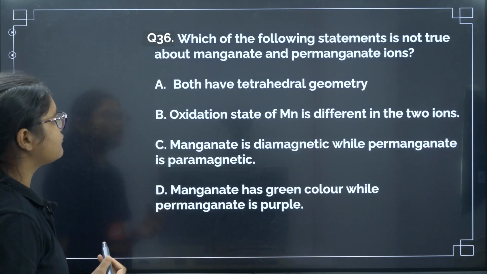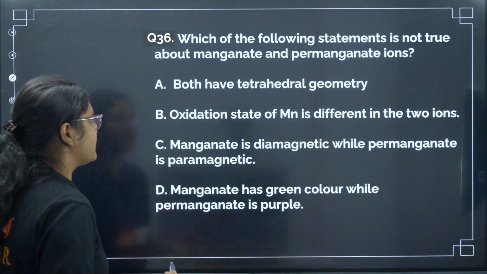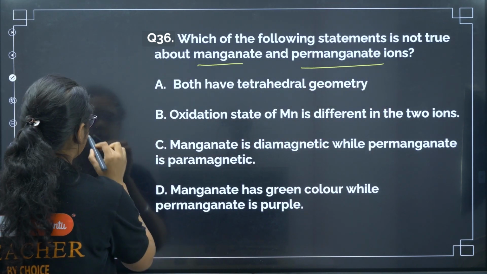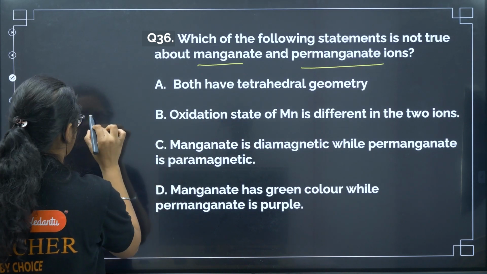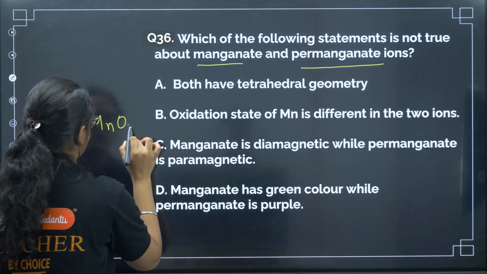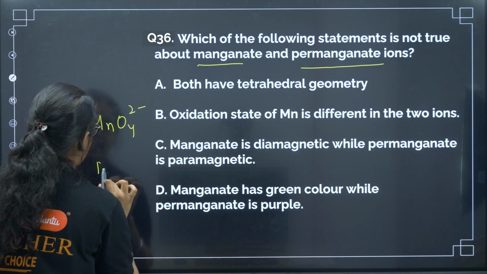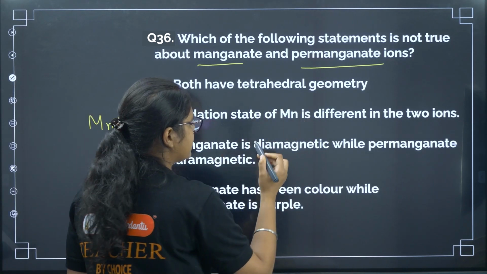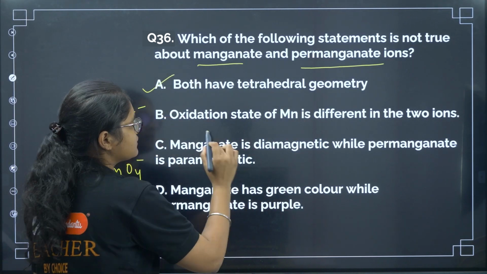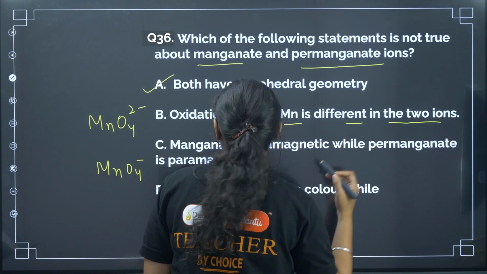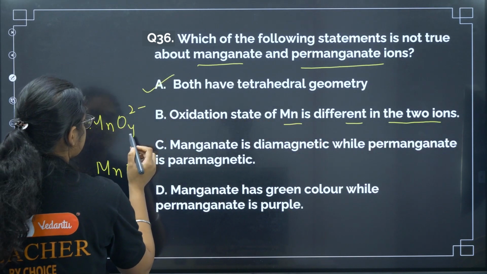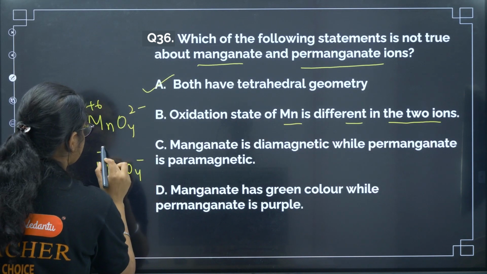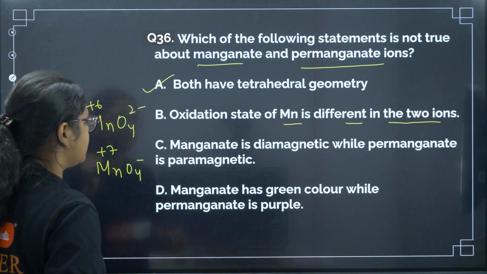Next, which of the following statements is not true about manganate and permanganate ions? Okay, so manganate and permanganate ion, you can draw the structure. So we have MnO4 2 minus and MnO4 minus, right? So both have tetrahedral geometry, so this is correct. Oxidation state of Mn is different in two ions. Yes, in MnO4 2 minus, if you see, it will get plus 6, right? And if you see here, it will be plus 7. So these two are different again.